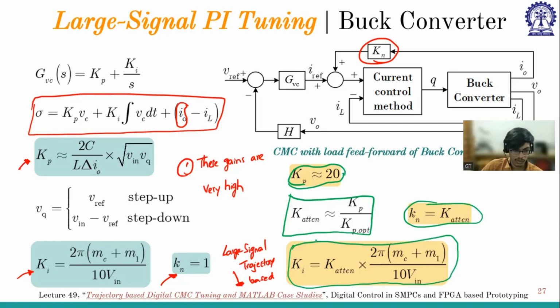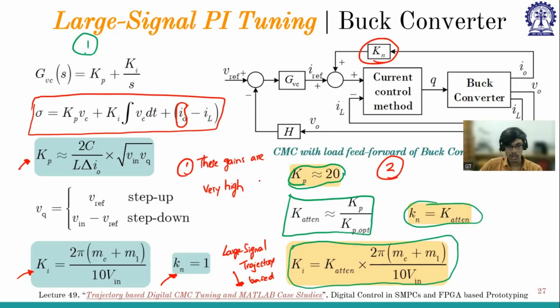So it has two things. The first half is where the gains are designed based on the large signal trajectory shaping, and the second is converting them into the gains which can be practically implemented using open power in the digital controller.